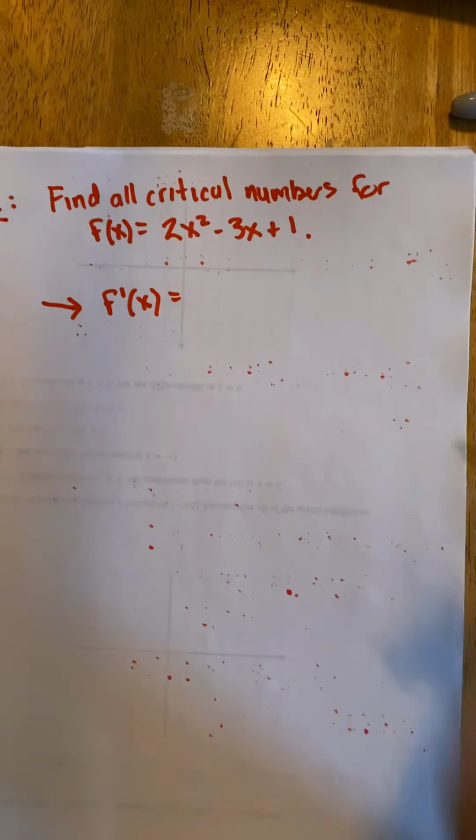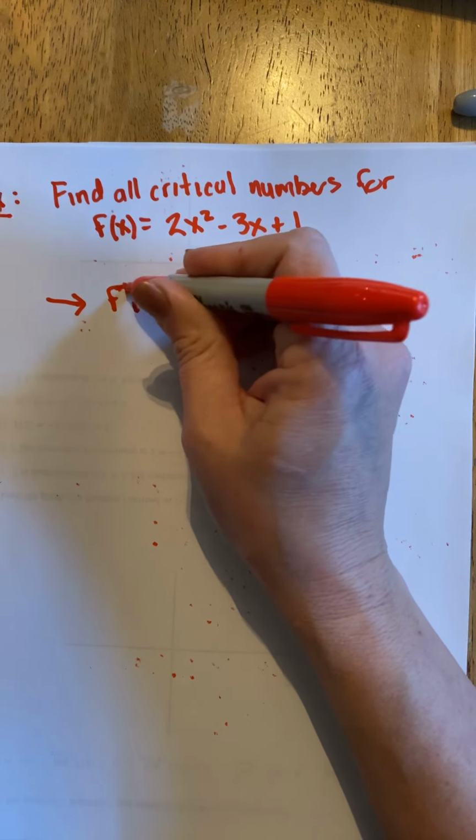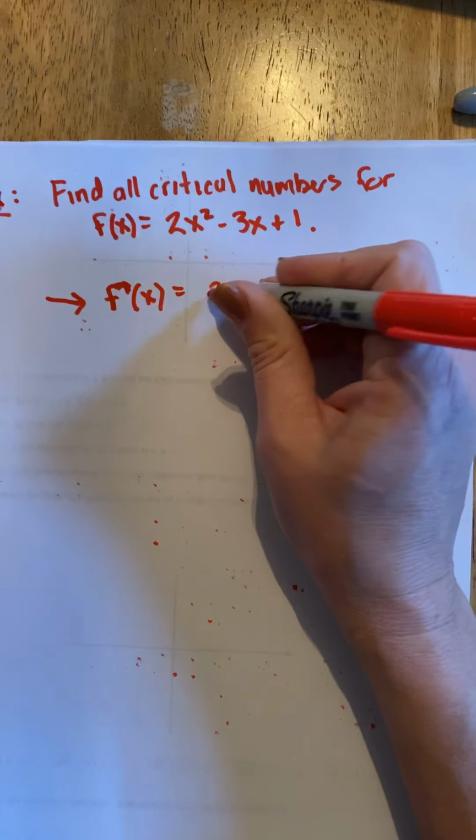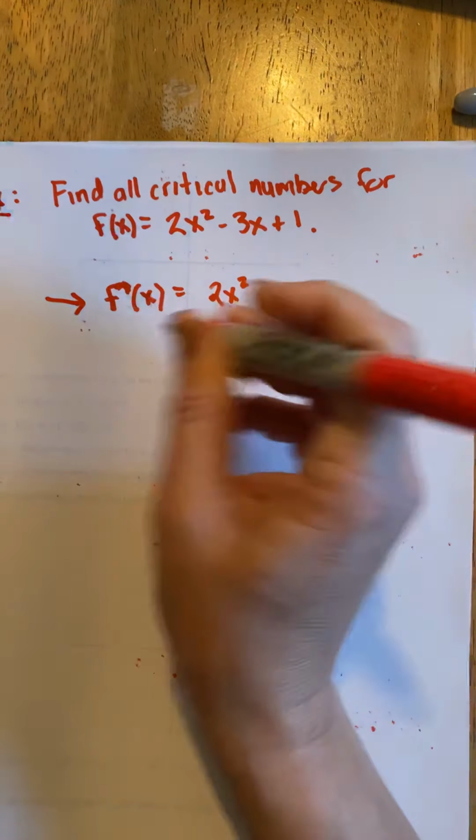Let's look at the function. No, it's supposed to just be f of x. There we go. Let's change that to f of x. f of x equals 2x squared minus 3x plus 1. We take the derivative.